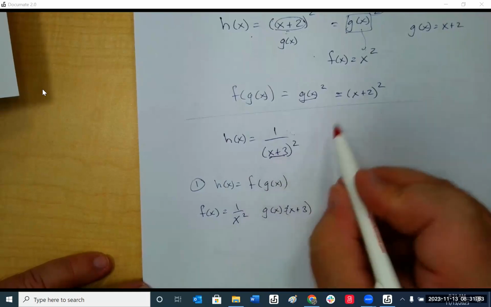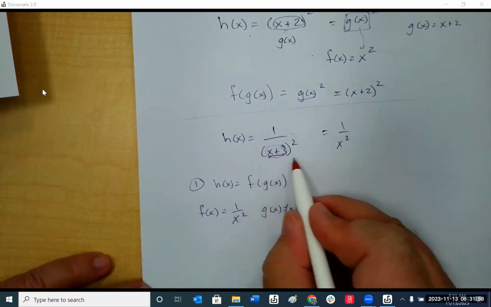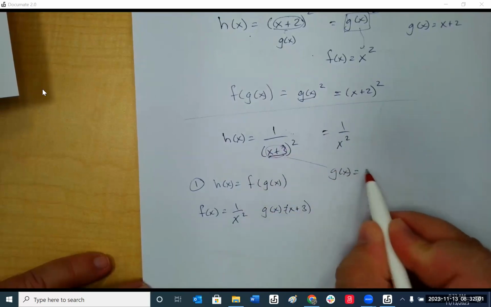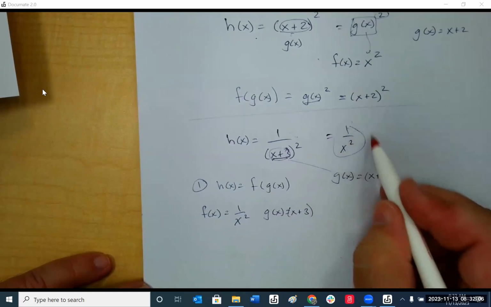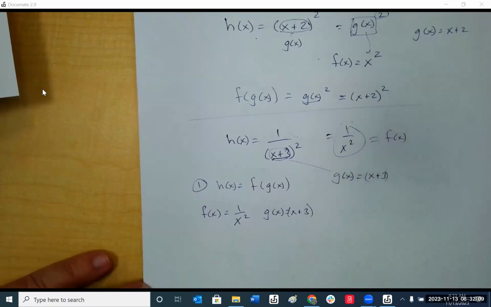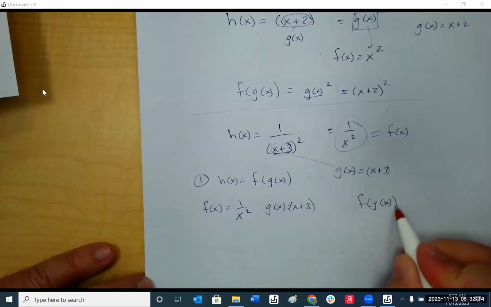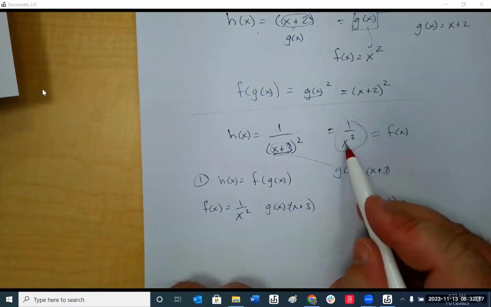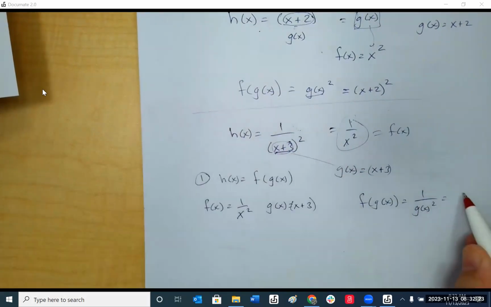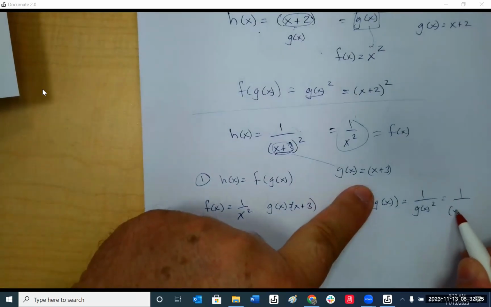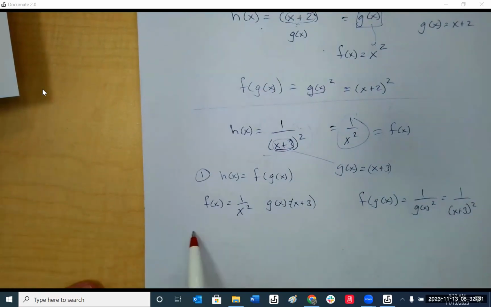Because this is my original one. I have 1 over x squared. So if I pull this out, that's my g of x. What I really have left is 1 over x squared. And this has to be my f of x. So f of g of x. Here's f. Anywhere I see an x, I put a g of x. And g of x is x plus 3 squared, which is what we started off with. That's one way you could do it.